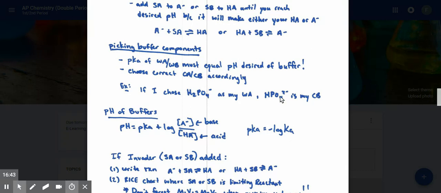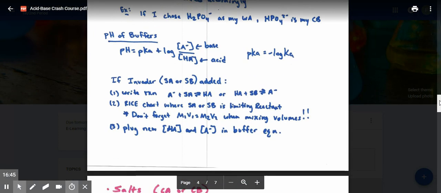To find the pH of buffers, that is your equation that you see there. pH equals pKa plus log of A- over HA. Base is A-, acid is HA. pKa is the negative log of your Ka value. So this is if I just have a buffer sitting around, I'm not adding anything to it, I just directly use this equation.